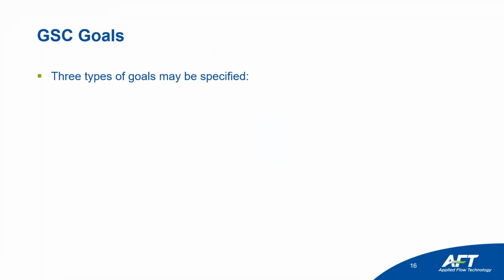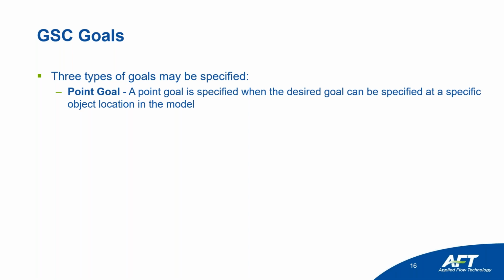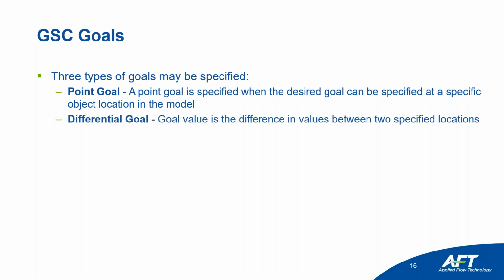So there are a few types of GSC goals that can be specified. Again, all user specified. There's a point goal, where the desired goal is at a specific location in the model. A differential goal describes a difference between two variables, so maybe a flow rate across two parallel paths. So it's the difference, right? And it's defined as the value of object 1 minus object 2. That will come into play when we actually go through an example.